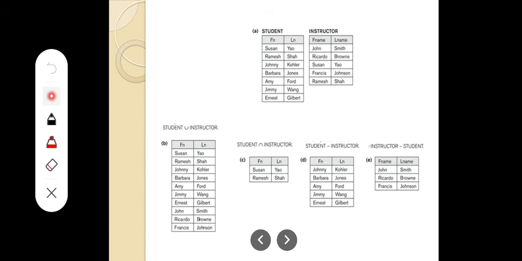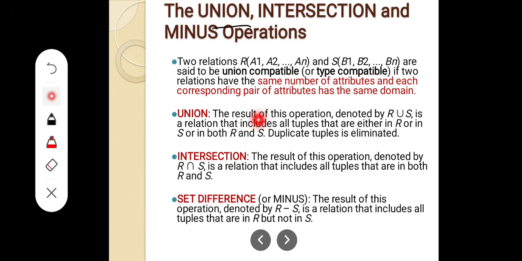It has all the attributes of student and all the attributes of instructor. So this is student union instructor. Okay, that is called union. The result of this operation, denoted by R union S, is a relation that includes all the tuples that are either in R or in S or in both R and S. So it includes all the tuples available in R and S, but duplicate tuples are eliminated.